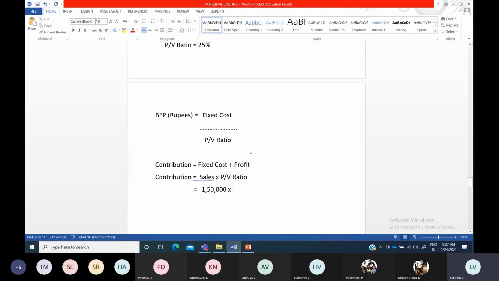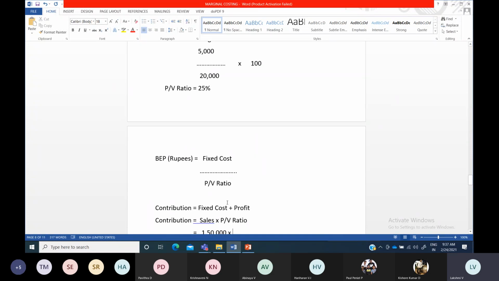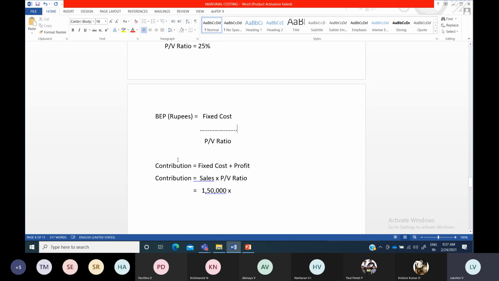PV ratio we just calculated. Why are we doing all this? We need to find out this fixed cost. If the fixed cost amount was in the question, then no problem. We would substitute the fixed cost amount and the PV ratio percentage and find the answer, break even point in rupees. But fixed cost we don't know. For this only we are going through all these procedures. To find fixed cost, first contribution equals fixed cost plus profit. Once we find the contribution, profit we already know, so we can find fixed cost. For that purpose only we are going through all these procedures.